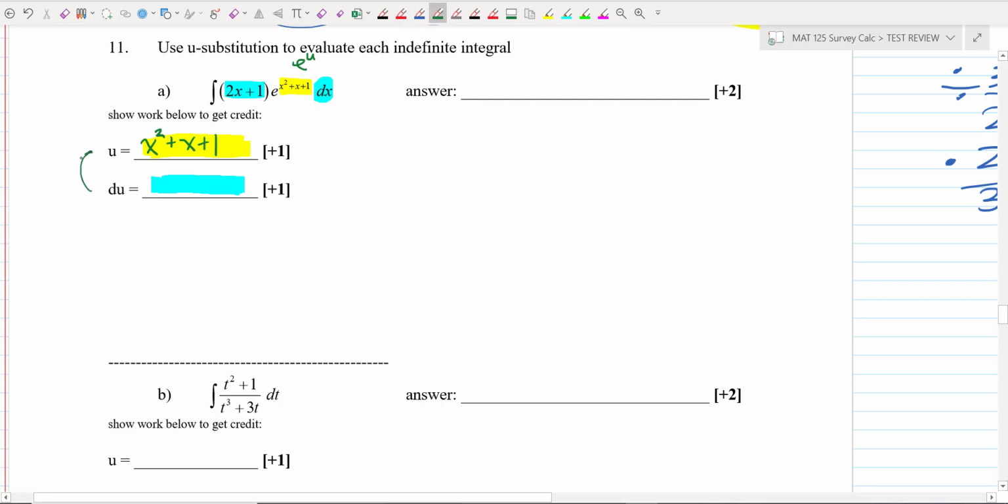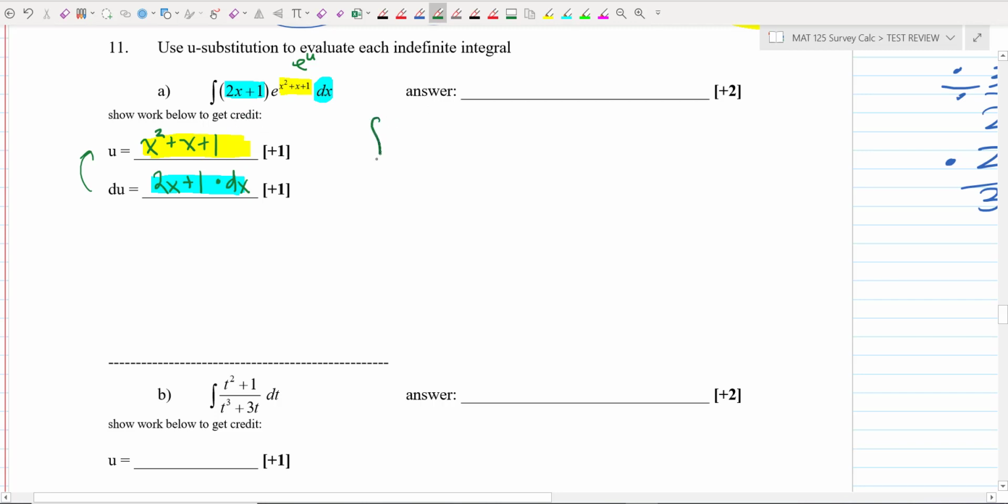du is just the derivative of x squared plus x plus 1. So we know the derivative of x squared is 2x, the derivative of x is 1, the derivative of 1 is 0, and then don't forget the times dx. So this is probably the simplest type of u substitution. Everything matches perfectly.